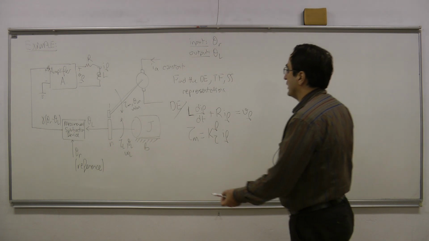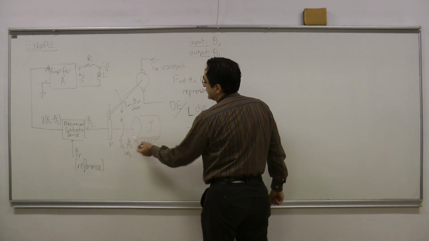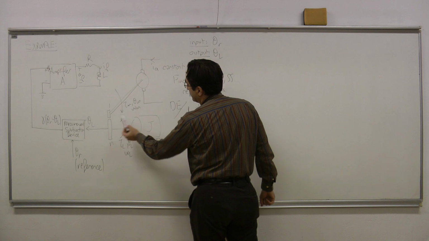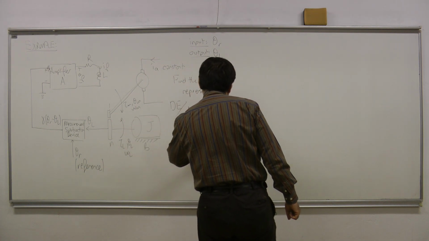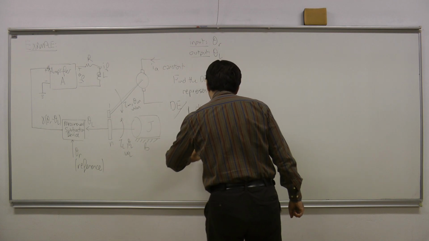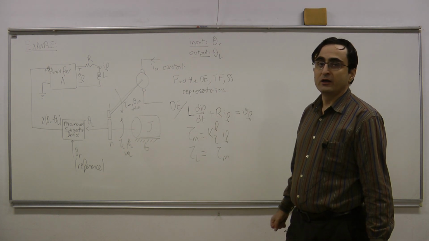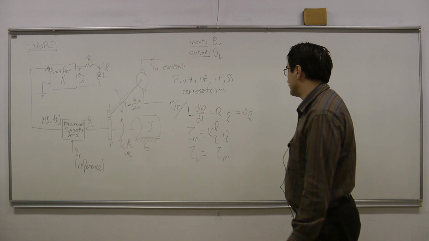And then I will go into the other side of this gear here. So tau L and tau M are going to be related to each other with a really linear relationship.